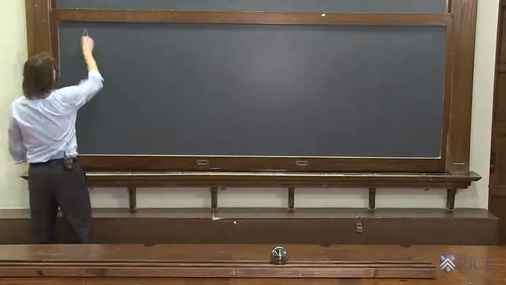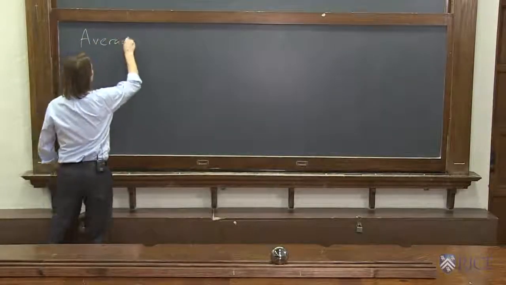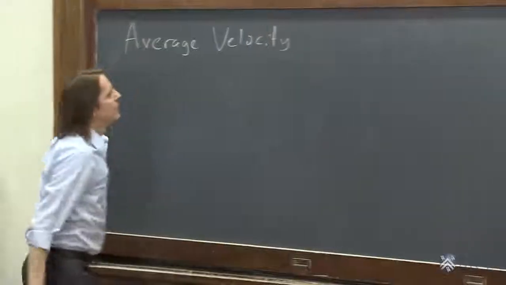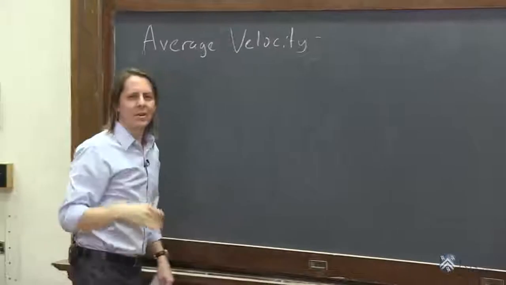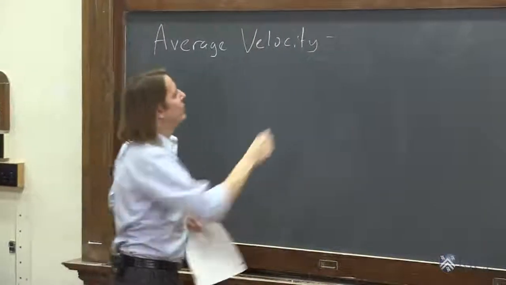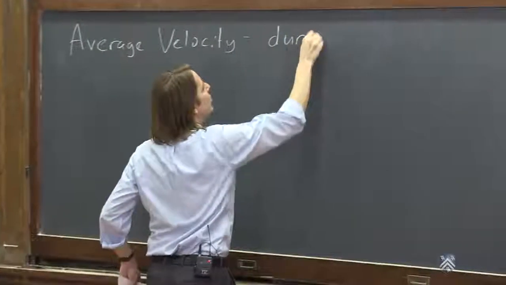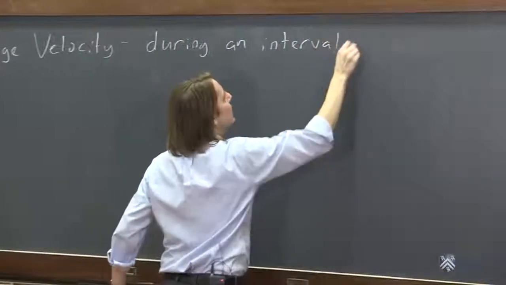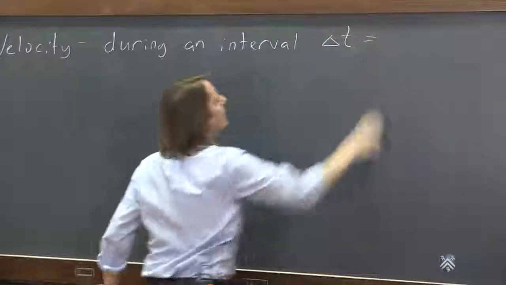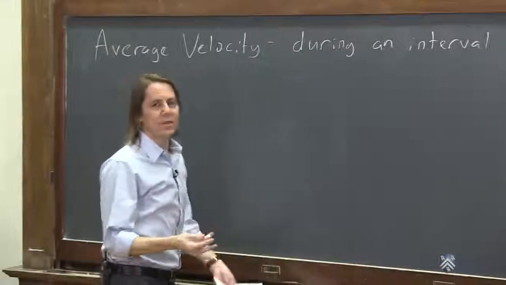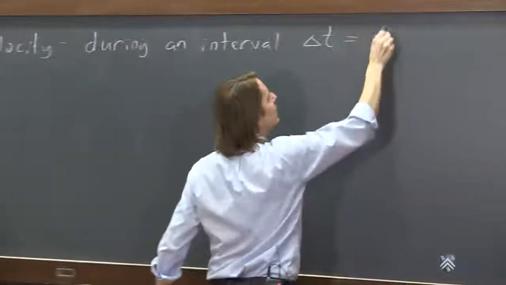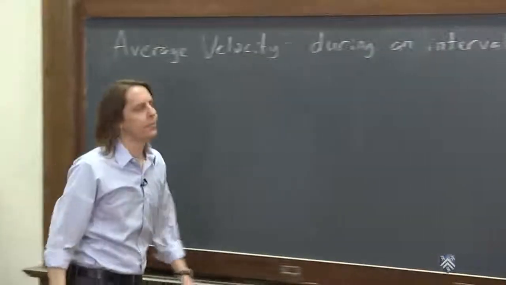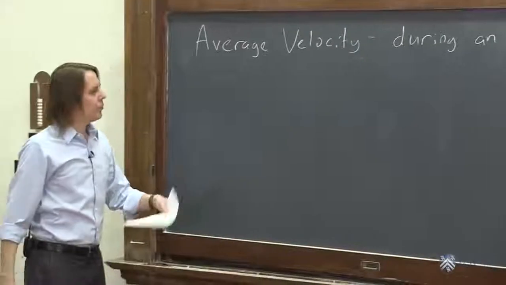Now we're going to talk about average velocity. And we're going to talk about it just during an interval delta t. You'll see why, but it depends on an interval. Delta t, just like displacements in position, just means some final time tf minus some initial time ti.